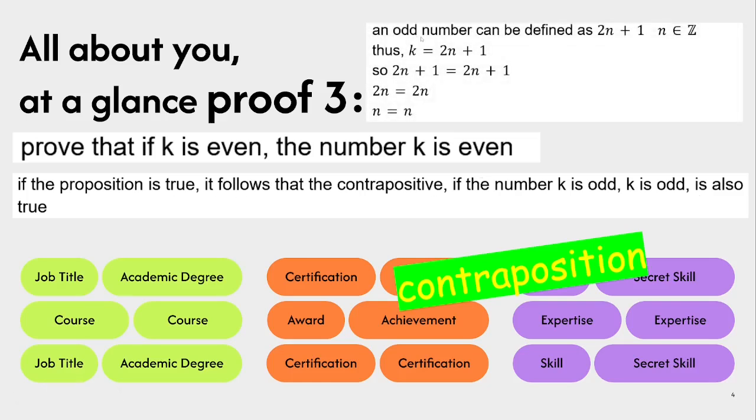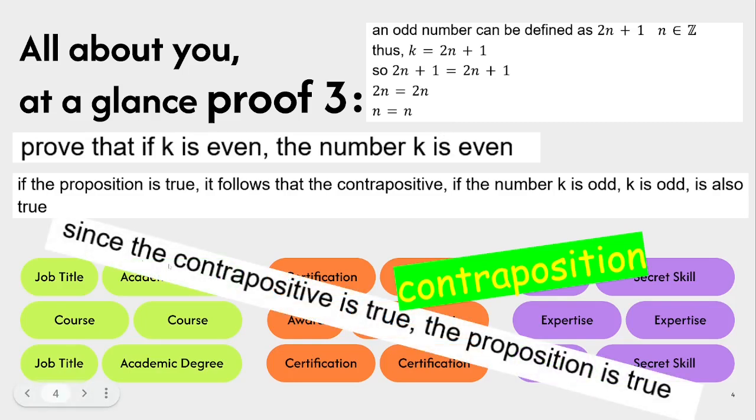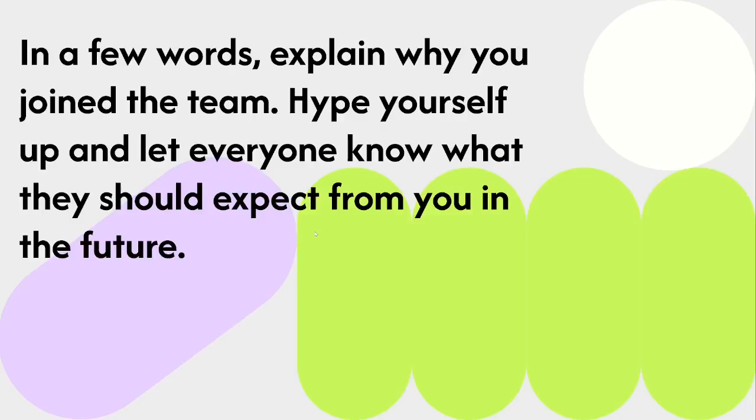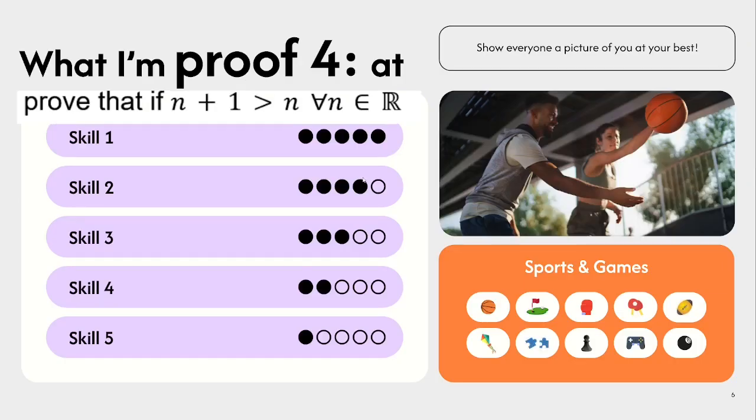So we're going to replace k with the definition of an odd number, which is 2n plus 1, where n is some integer. So k would be equal to 2n plus 1. So when you sub that in, you get 2n plus 1 equals 2n plus 1. 2n equals 2n. Divide each side by 2, you get n equals n. And since the contrapositive is true, that means the proposition also has to be true, due to De Morgan's law or whatever. That's proof 3.